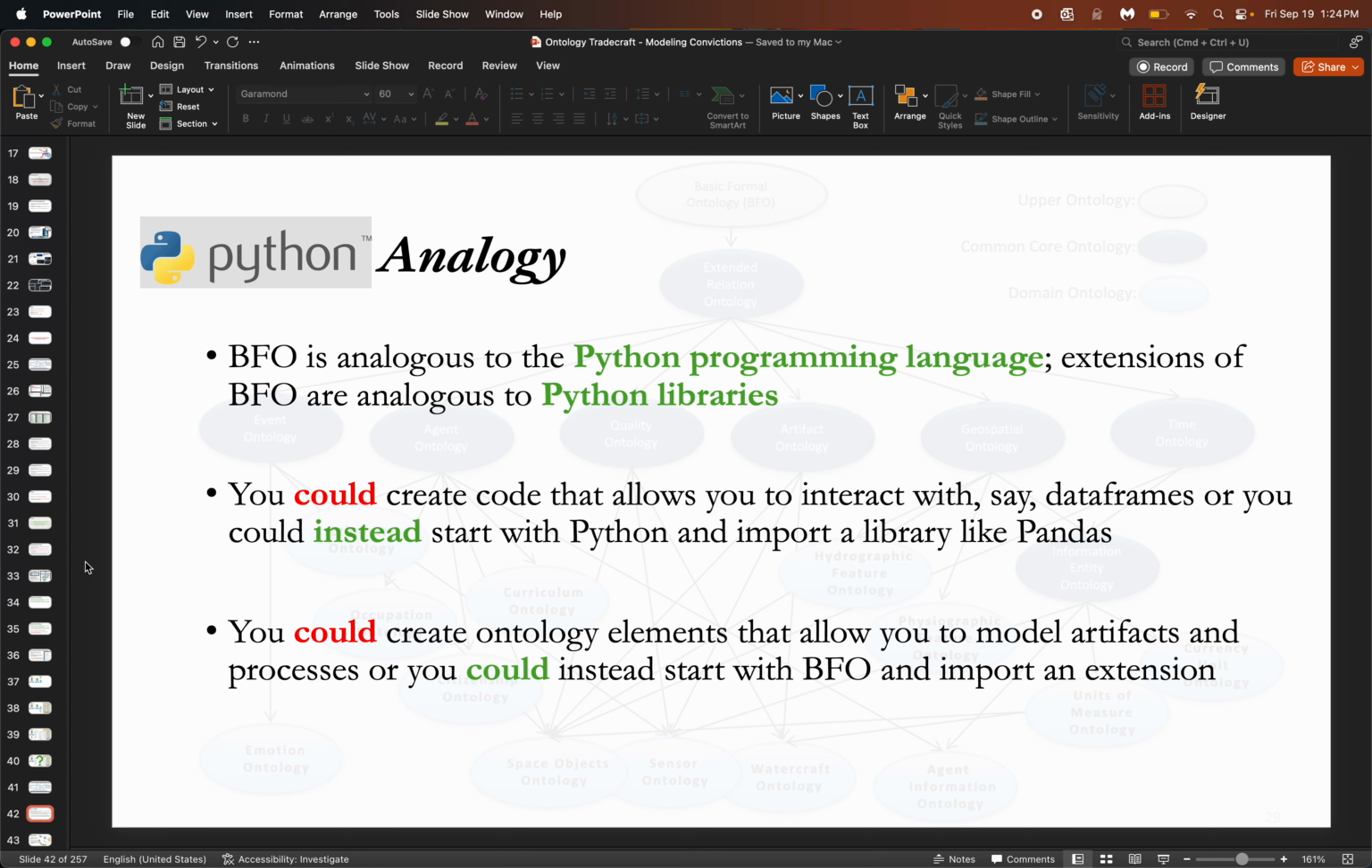And you can see why this is successful. Again, it's just basic software engineering principles. So BFO is analogous to Python, I think. And extensions of BFO are analogous to Python libraries. Now, you could go create code that allows you to interact with data frames, or you can instead start with Python and import pandas. Similarly, you could create ontology elements that allow you to model artifacts or processes, or you could just instead start with BFO and import one of its extensions, right? It's a vetted starting point, so you can do work closer to the domain. You don't have to reinvent the wheel or start from scratch.